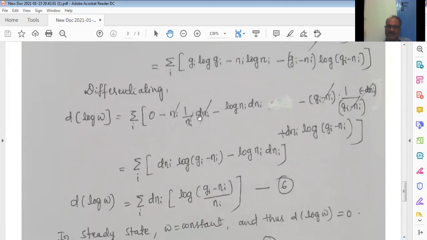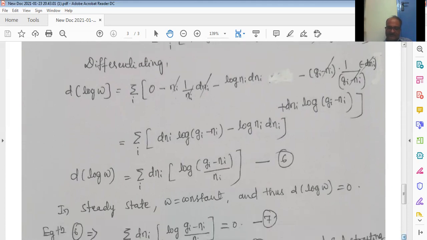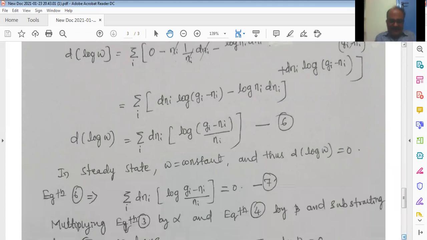Again, so many things get cancelled here. Ni gets cancelled, and this factor and this term get cancelled, and this becomes plus dNi. This becomes minus dNi. So they also get cancelled. So lastly, we are left with these two terms, and we apply the logarithmic rule, and summation of dNi is common in both the equations. So it becomes a summation over i dNi into log of Gi minus Ni divided by Ni after applying the logarithmic rules.